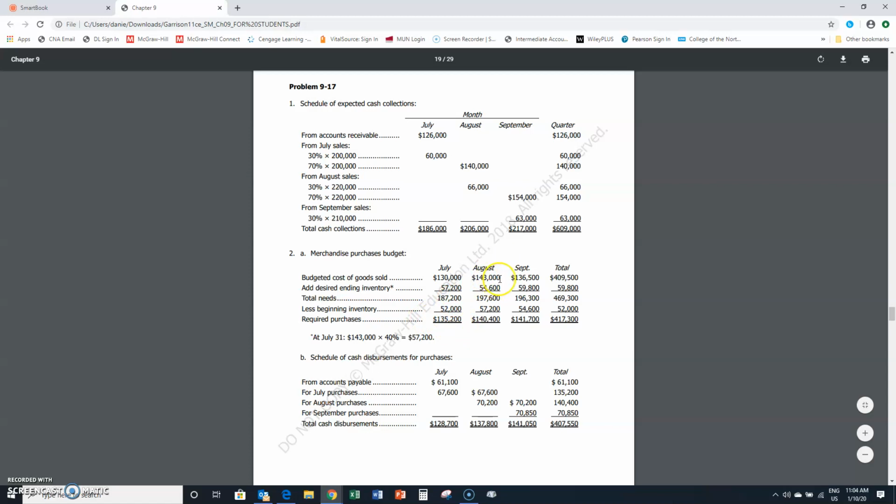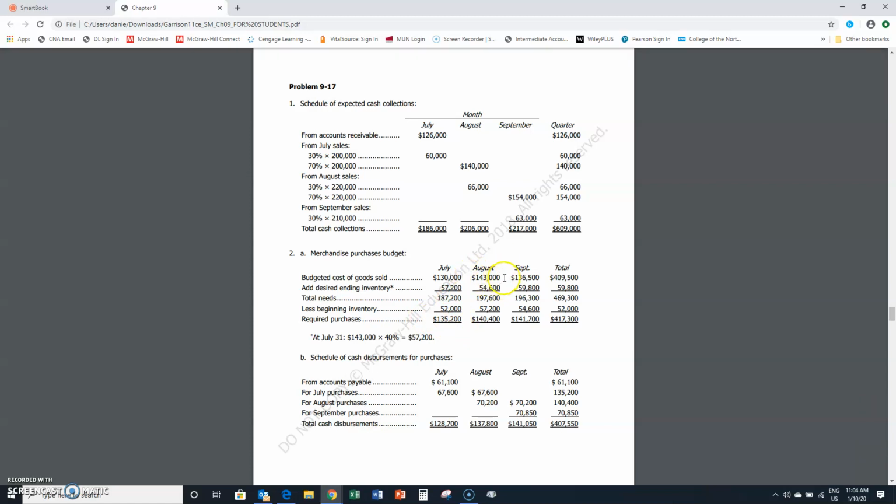August, again, you just take your sales times your 65% to get 143,000. Our desired ending inventory is 40% of the following month, so 40% of the 136,500. Add these together to get the need for the month. But you already have some in beginning inventory, so your beginning inventory number comes from the previous month.